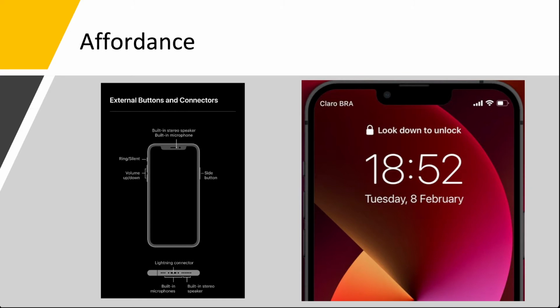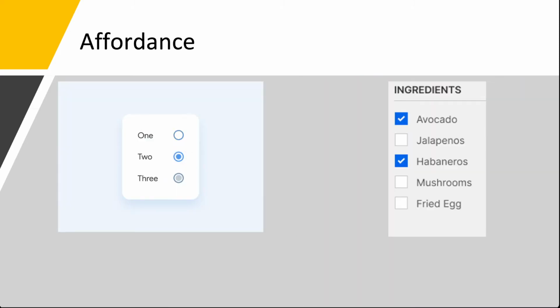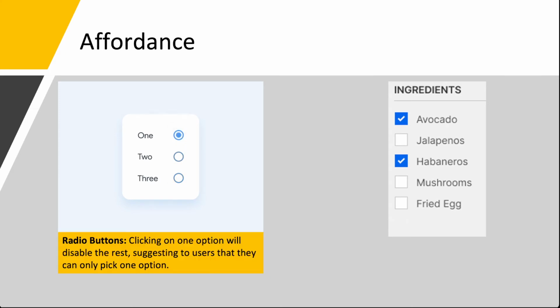Okay, and so some guidance as well. Sometimes you want them to unlock the phone, but you will say, for example, this is a look down to unlock. So this is for the new mask-wearing one. Okay, so you give some guidance to the user on what they can do. Alright. Okay, so other affordances include, for example, your radio button.